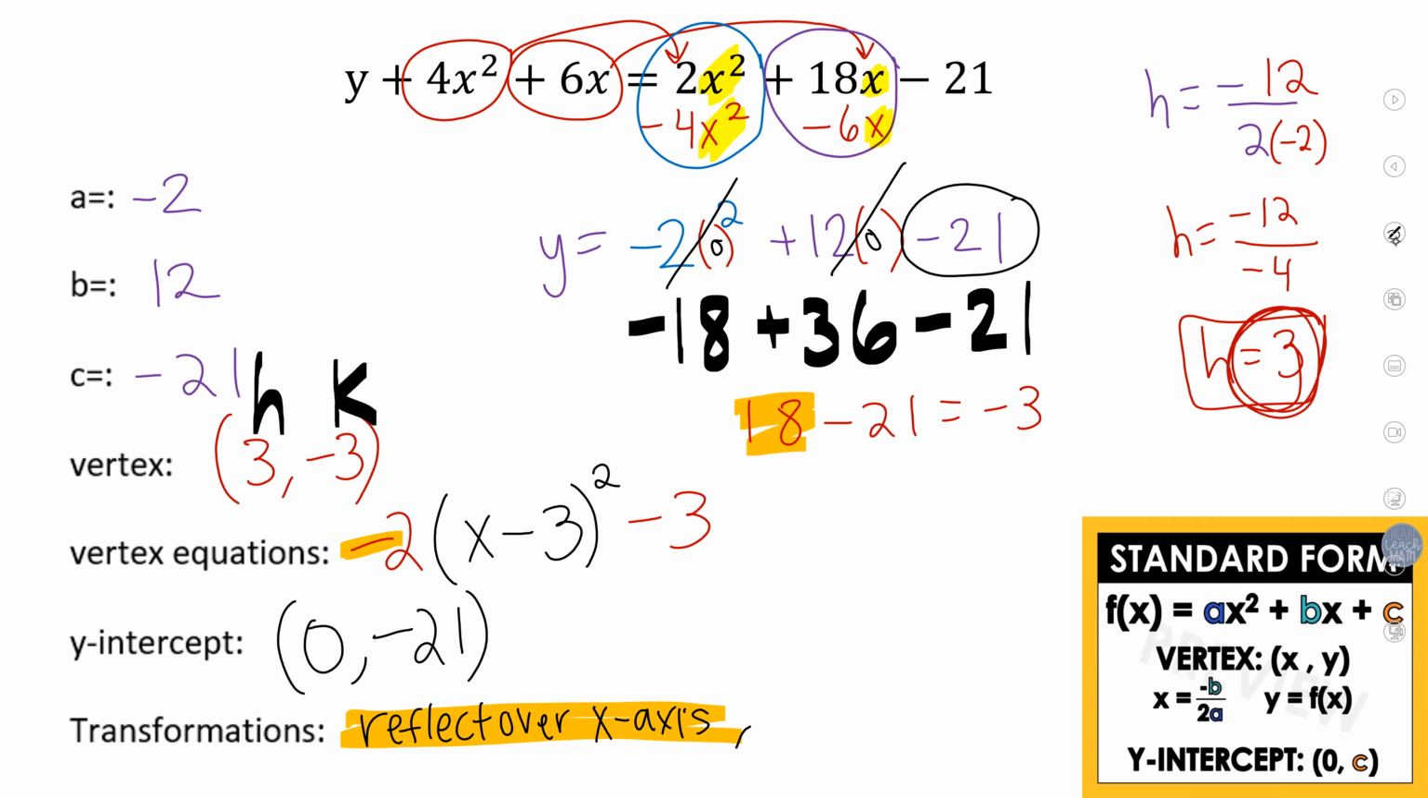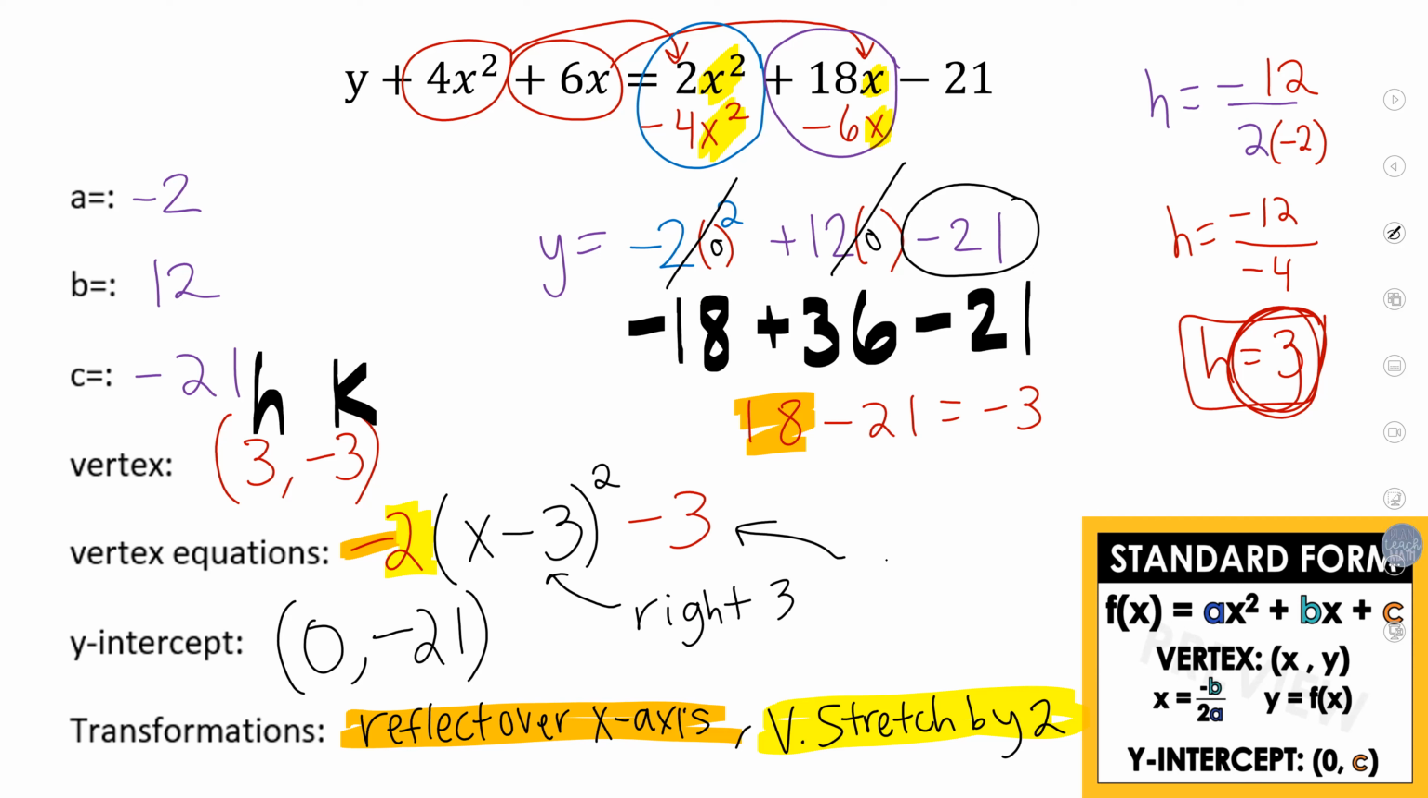What does the 2 in the very front do? What is this 2 going to do? Will it be a stretch or a compress? Yep, it'll be a vertical stretch by 2. What will this -3 inside of the parentheses do? Right. Yes, it will go to the right 3. It'll do the opposite of what it looks like. And this -3 on the outside, down 3. So be sure to write down all 4 transformations. All right, guys, that's the end of the notes.